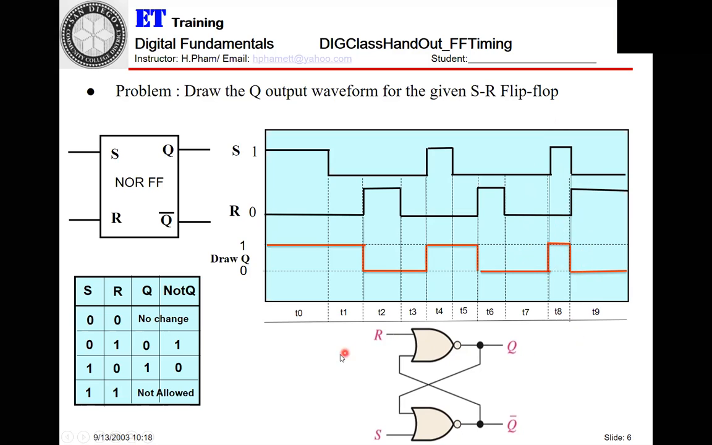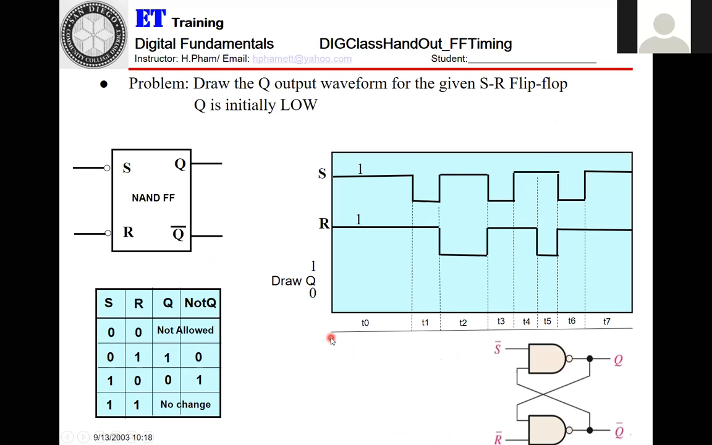Make sure what they gave you. Q is initially low, which means at the beginning Q must be low. In order to draw it again, look for S, look for R, and go to the truth table. They will tell you what Q is: it can be 1, 0, or no change.